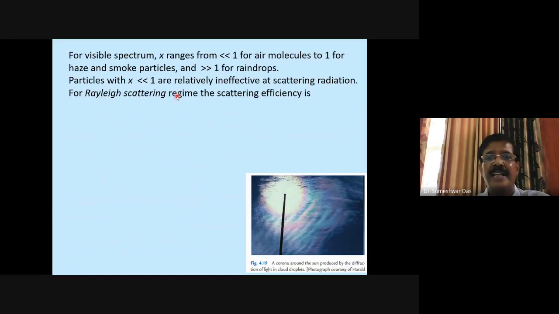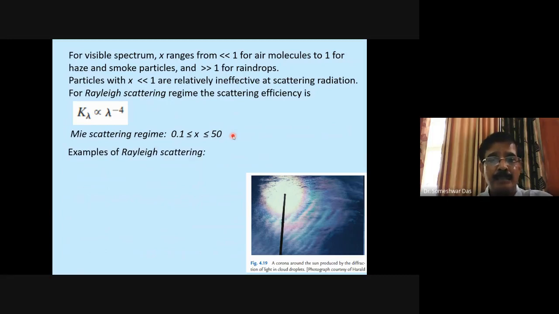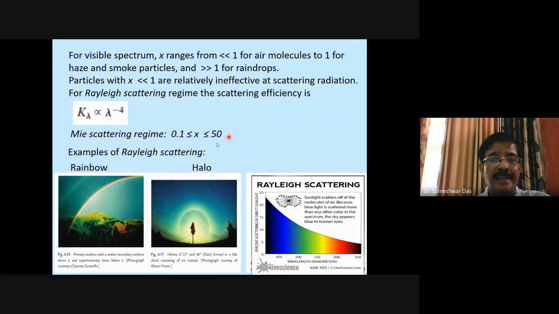For the Rayleigh scattering regime, the scattering efficiency is given by k_lambda proportional to the inverse fourth power of lambda. Similarly, the Mie scattering regime is given by x ranging from 0.1 to less than or equal to 50. And examples of scattering that you see very commonly in the sky are, for example, the rainbow, the halo, and many other such features in the sky.